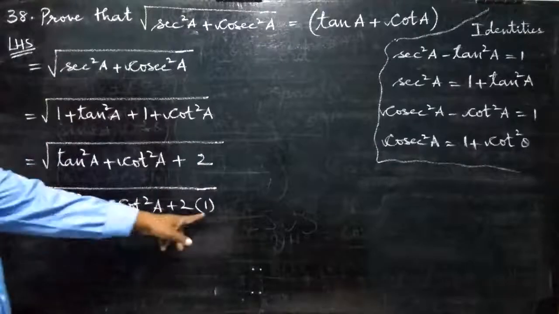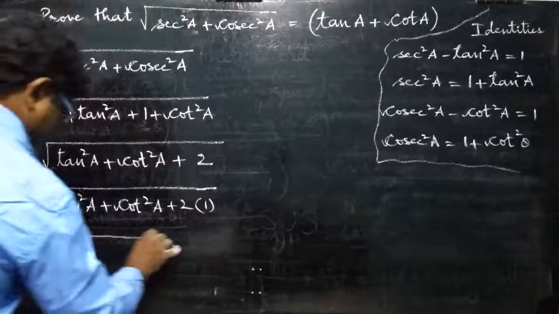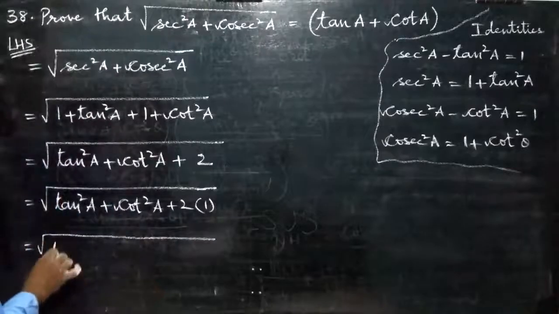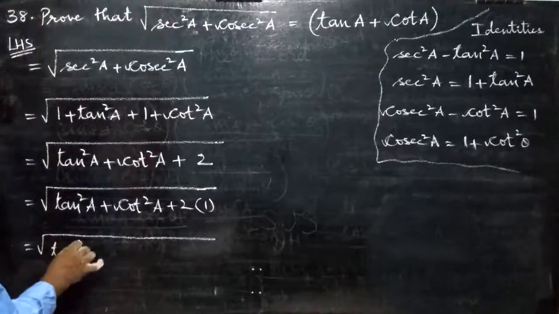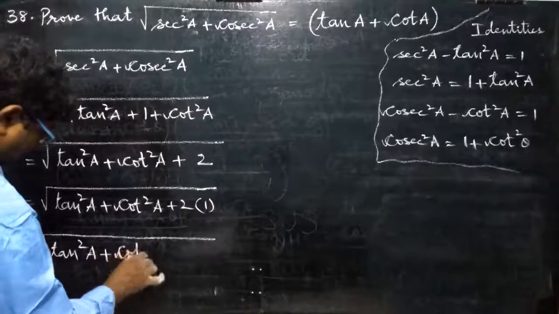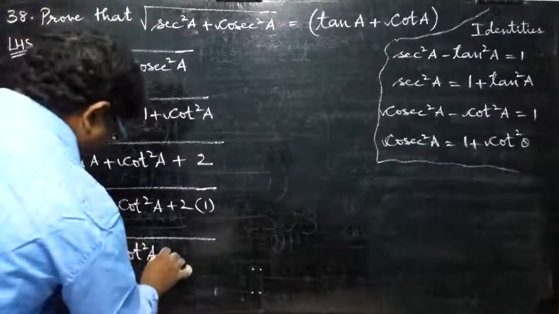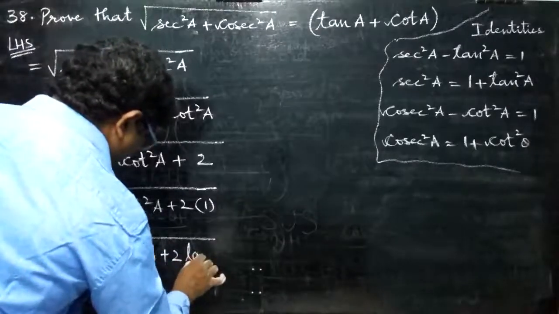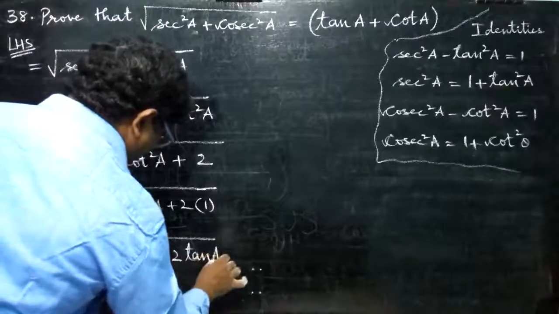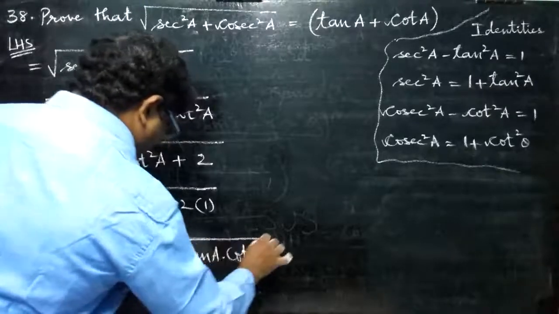Why I wrote 1 means, in that one place I am going to replace. All of you see carefully. Tan square A plus cot square A plus 2 into tan A into cot A. This is not an identity. Tan A into cot A is 1. We have learned.